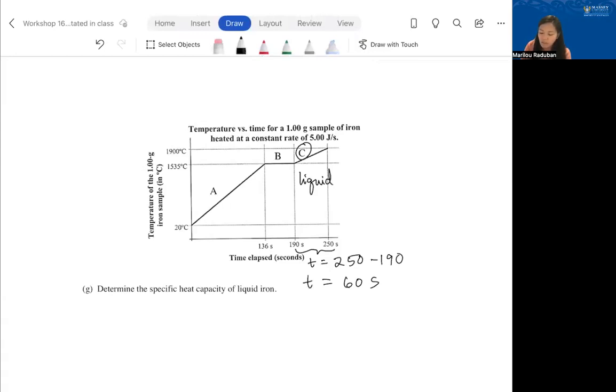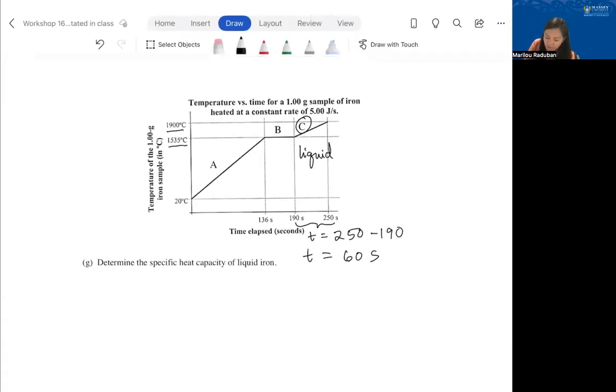Right, so over those 60 seconds, any heat that's added to liquid iron goes into increasing its temperature from 1,535 degrees Celsius to 1,900 degrees Celsius. Okay, so change in temperature and heat are related through this equation: Q is equal to mc delta T. Again, we're being asked to find c, which we've rearranged earlier, so it will be the same rearranging.